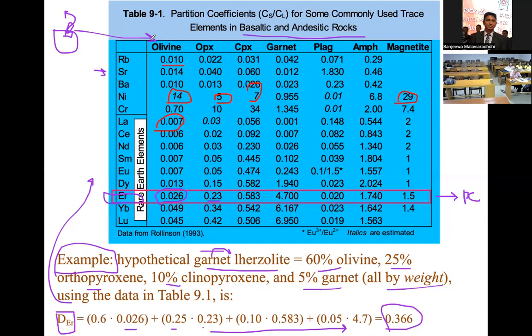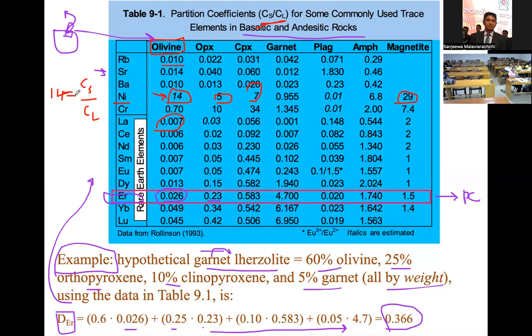You take olivine, okay, you take olivine and you take nickel. See, the number is very large, it's 14. So what does it mean? What does this number refer to? 14 means what? How is it derived? From this one, right? Concentration in the solid divided by concentration in the liquid. So what does it mean?